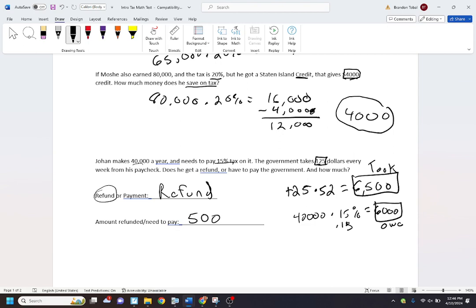Because we figured out that with $125 over 52 weeks, the government took $6,500 in total. But because he only made $40K this year and paid 15% on it, that's only $6,000. So he only owed $6,000, but the government took $6,500. And that's how he gets his tax refund. That's how you get your tax refund, because usually the government took too much money from you. Okay. Right?